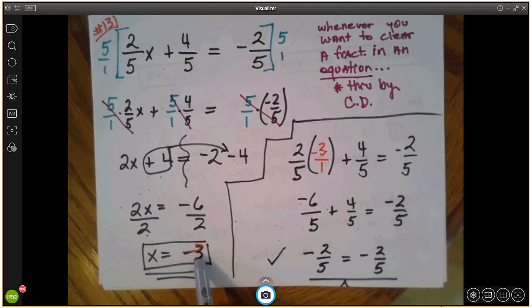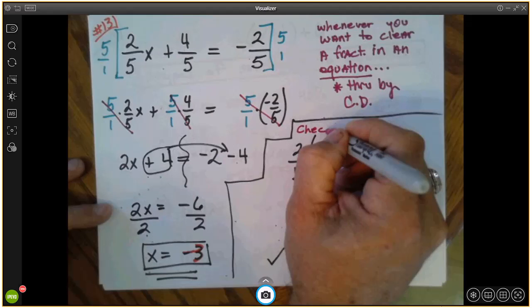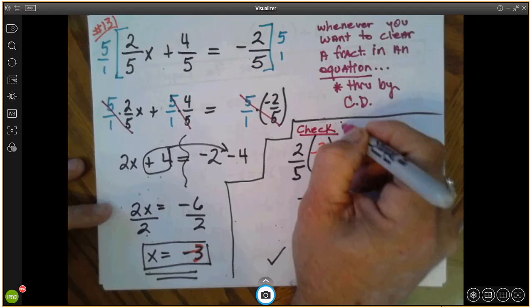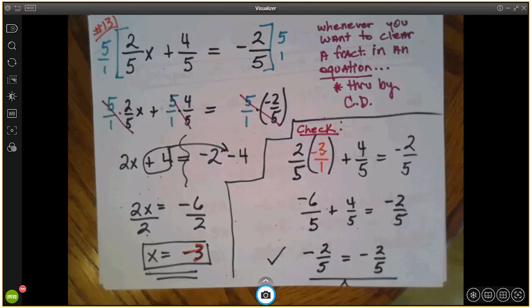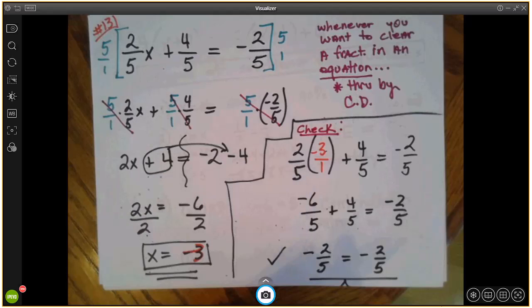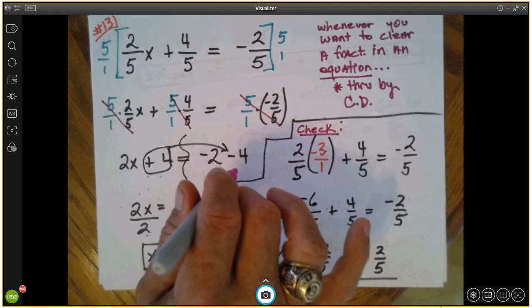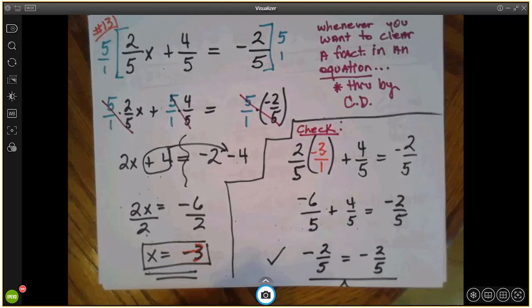Plug back in to check. This is the check. And I would highly suggest doing this right now in this unit, because you're doing the solve with fractions and you're doing the check with fractions, and all this does is reinforce each other with practice if you choose to check, because you get extra practice.